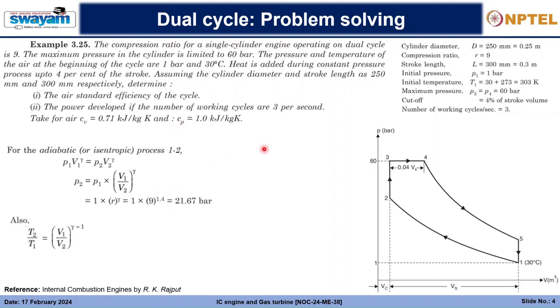Then temperature and volumes are also related by this in the isentropic process, and we can find the temperature T2 if we know the temperature T1. So T2 is T1 into the compression ratio to the power gamma minus 1, and accordingly we will find the value of T2. So we have found all the things for point 2, and now we'll find the values of point 3 out here.